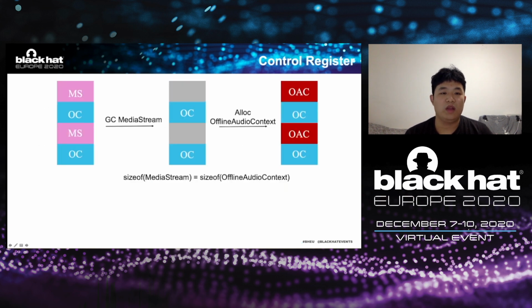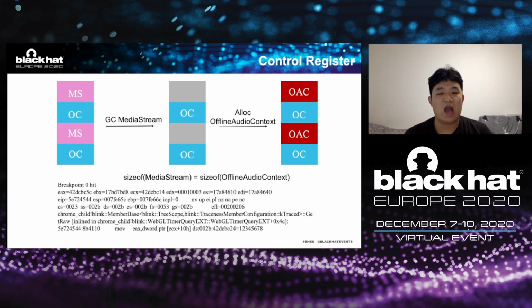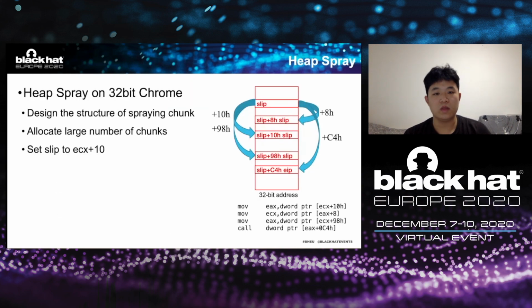We found the MediaTheme object with the same size as OfflineAudioContext. After heap feng shui, we can successfully control the value of the EAX register. After that, we can use the heap spray technique to control EIP. The offset address under 32-bit is different. The spray structure is shown in the figure.